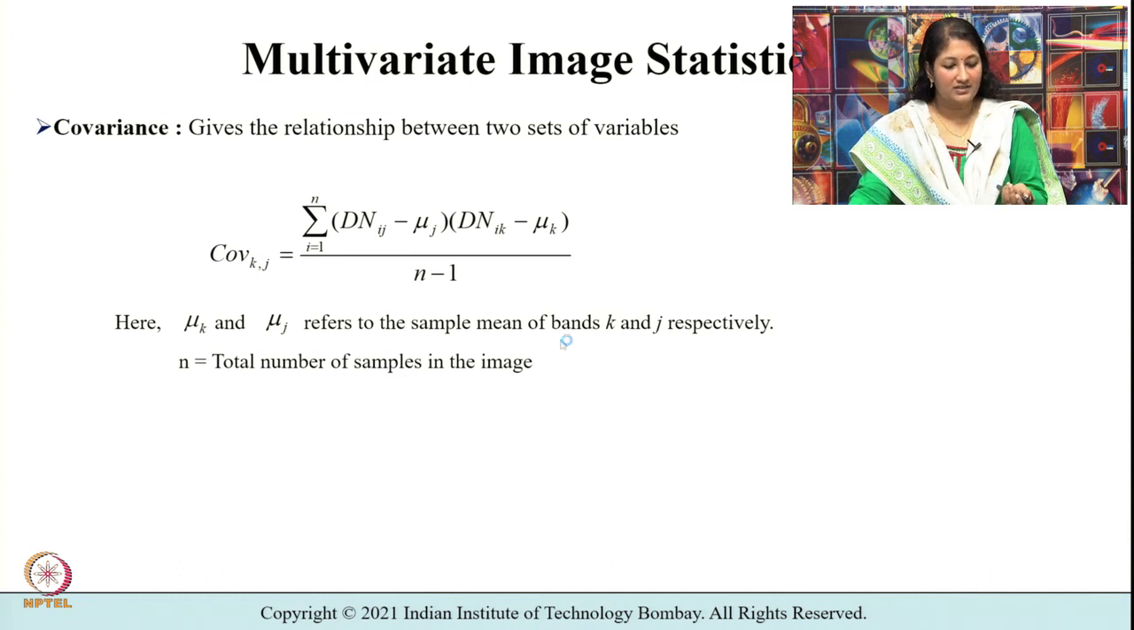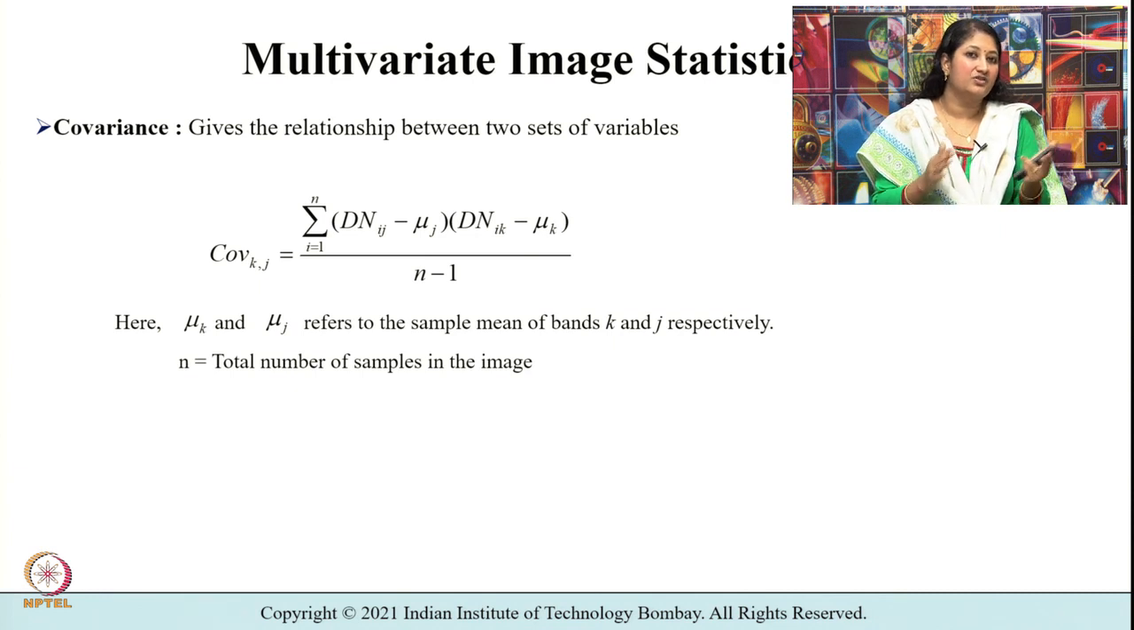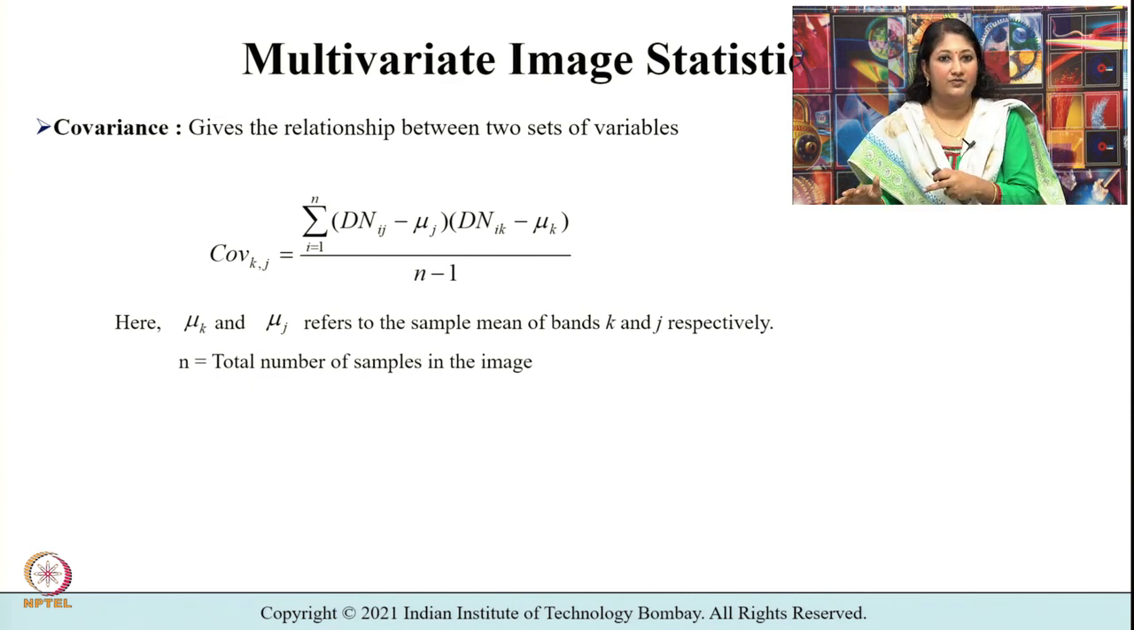Now, if you look at this expression closely, say you have two variables x and y, I will use those because they are familiar to all of us. If we look at the expression of covariance, we will find that if large values of x result in large values of y, or small values of x result in smaller values of y, a positive x minus mu will result in a positive y minus mu, and a negative x minus mu will result in a negative y minus mu, which means the product of x minus mu and y minus mu will tend to be positive. Here, instead of DN ij I am using x, and instead of DN ik I am using y for the sake of clarity.